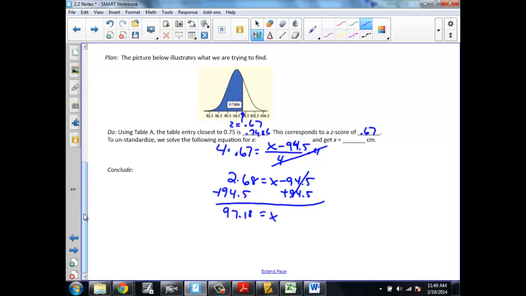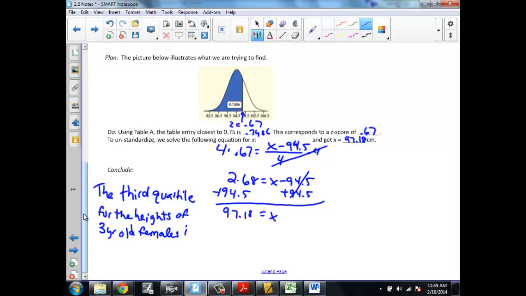Thanks. So our x value, 97.18 centimeters. Draw your conclusion. What's that tell us? What did we find? We found the third quartile for the heights of 3-year-olds. Actually, it's 3-year-old females. Is 97.18 centimeters. Alright, let's keep moving.